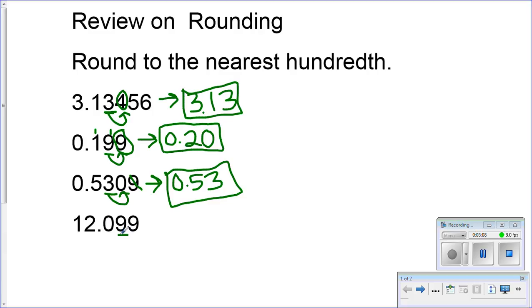12.099. 9 is in my hundredths place. So you're asking yourself, does this thousandths place tell me to increase my hundredths place, or does it stay the same? It's going to increase in this case, and we have the same scenario as this over here. Our 9 is the highest digit, so if we increased it by 1, 9 would turn into a 10, and we would now add another 1 to our next highest place value. So we have 12.10.